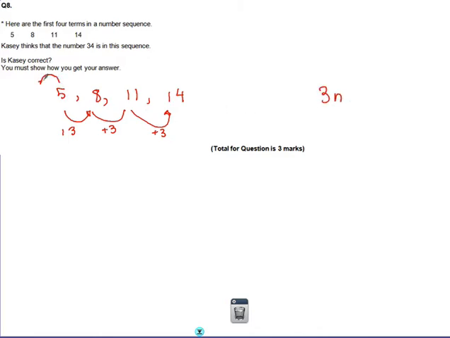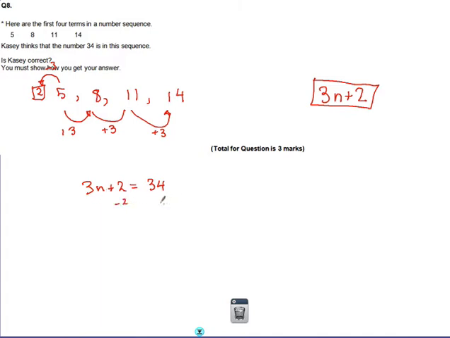And the 0th term, we have to go backwards, so take away 3, and that's 2. So it's 3n plus 2. So this is the general formula of the sequence. Now, Casey thinks that 34 is in the sequence. Is Casey correct? Well, 3n plus 2 is equal to 34. If she is correct and we solve this, n should be a positive whole number, or an integer, positive integer.